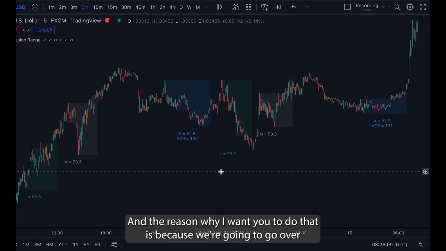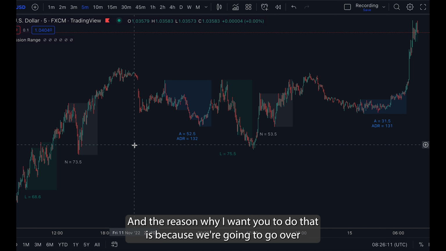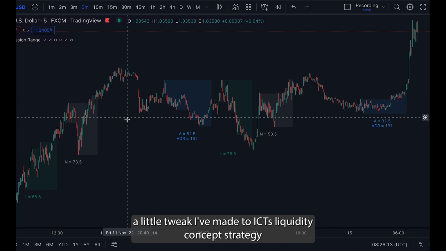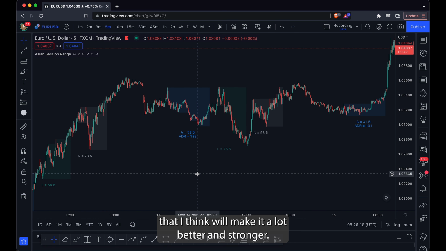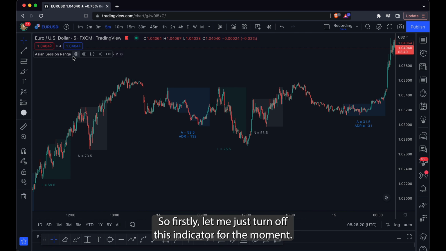The reason why I want you to do that is because we're going to go over a little tweak I've made to ICT's liquidity concept strategy that I think will make it a lot better and stronger. So firstly, let me just turn off this indicator for the moment.